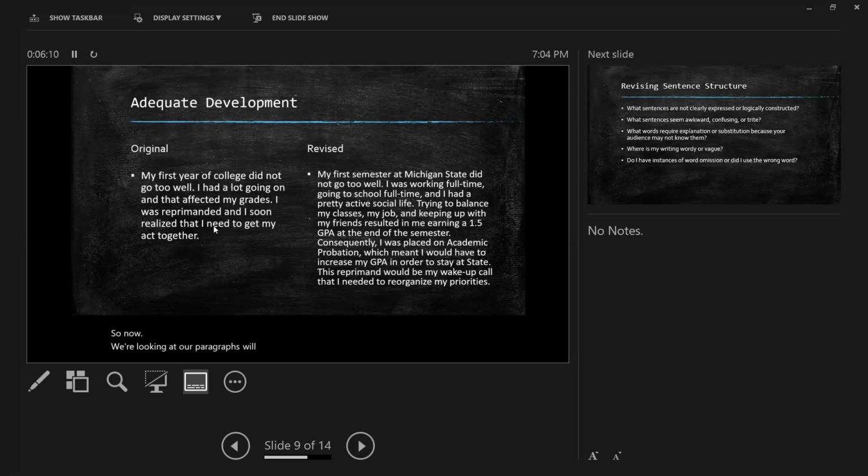Now we're looking at our paragraphs when we revise. One, are my paragraphs unified, meaning, does every sentence in this paragraph belong? Now we're checking for coherence. Does each sentence flow smoothly into the next one? Does each idea flow smoothly into the next one? Or do I have abrupt changes in direction in my paragraphs? That can distract the reader as well. And then, are my paragraphs adequately developed, meaning, do I have enough detail to communicate this idea?